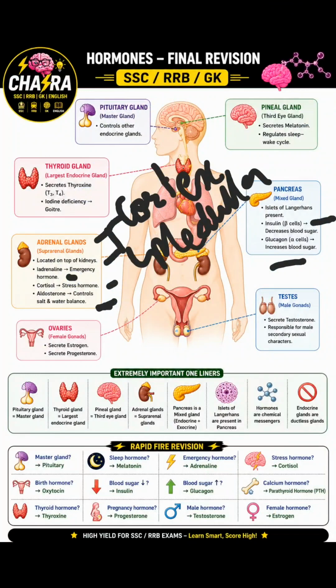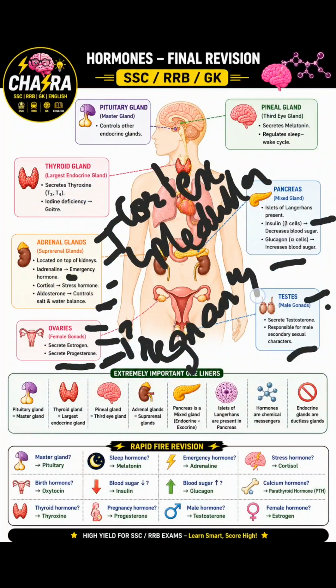Next are reproductive hormones. The ovaries and testes will release hormones. Those are called reproductive hormones. In males, the male gonads, meaning the testes, will release testosterone. This testosterone is responsible for male secondary sexual characters. Now, the ovaries will secrete estrogen and progesterone hormones. Estrogen is responsible for secondary sexual characters in females. Progesterone is very important for pregnancy. You have to remember this. The hormone responsible for pregnancy is progesterone.